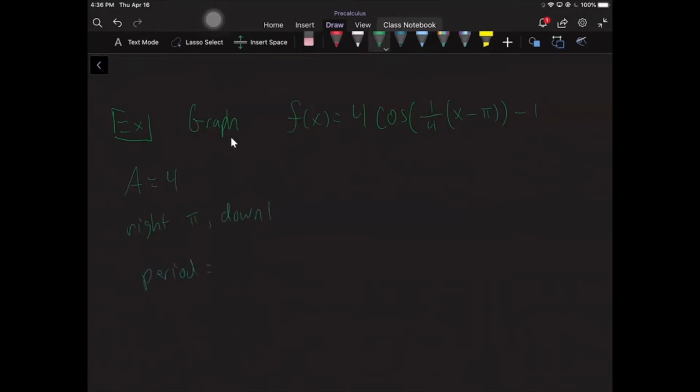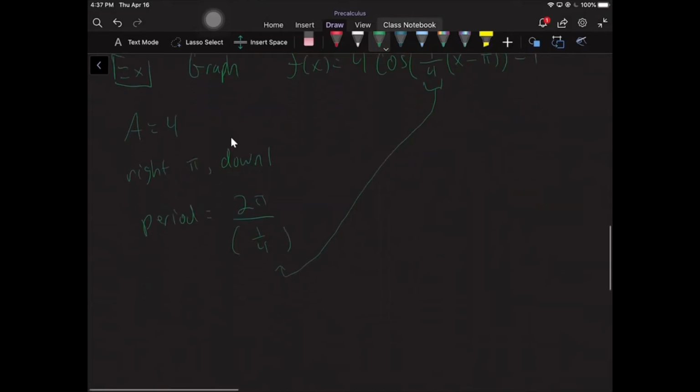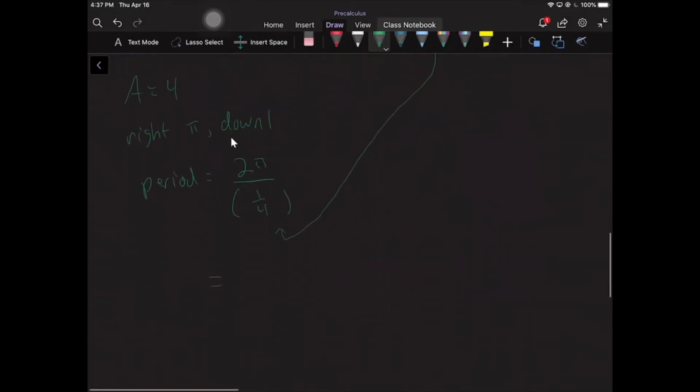It's still always 2 pi divided by that number there, which just happens to be a fraction. But you can think about this as the speed of the wave is 1/4 as fast as it used to be. So now that means it's going to take 4 times longer to finish. It's going to take 4 times longer to get to the end. And that's why when you divide by 1/4, that becomes a multiplication by 4. So you're going to get 8 pi as your period.